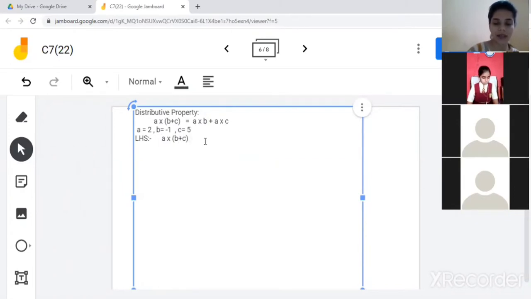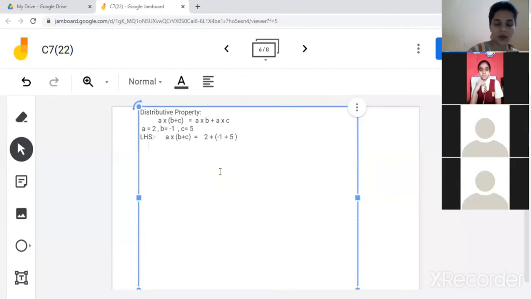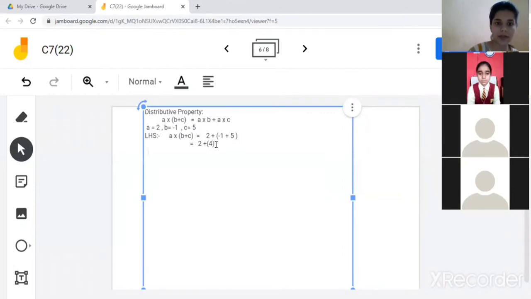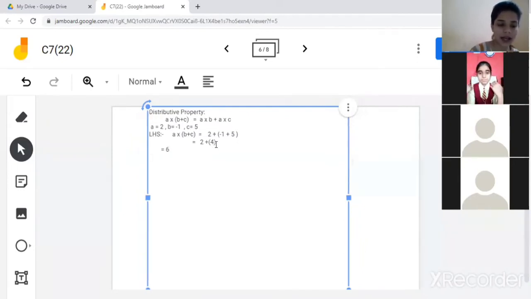So put all the values of a, b and c. a is 2, multiplied by b, which is -1, plus 5. Now, -1 plus 5 is what? Positive, negative is negative, 5 minus 1 is 4. So what will be the answer, children? 4 times 2 is 6? No, 2 times 4 is 8. Now let us take the right hand side.